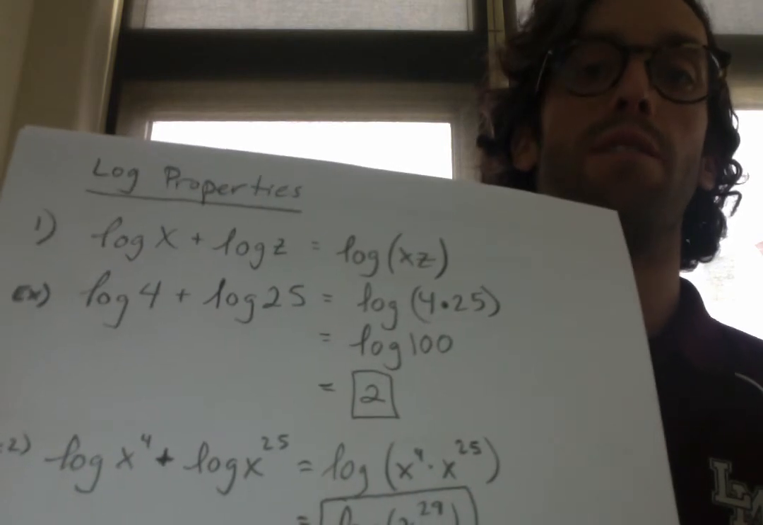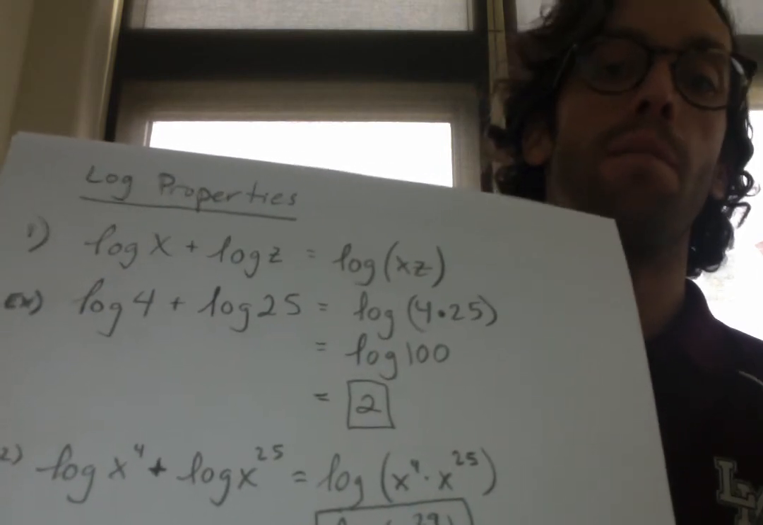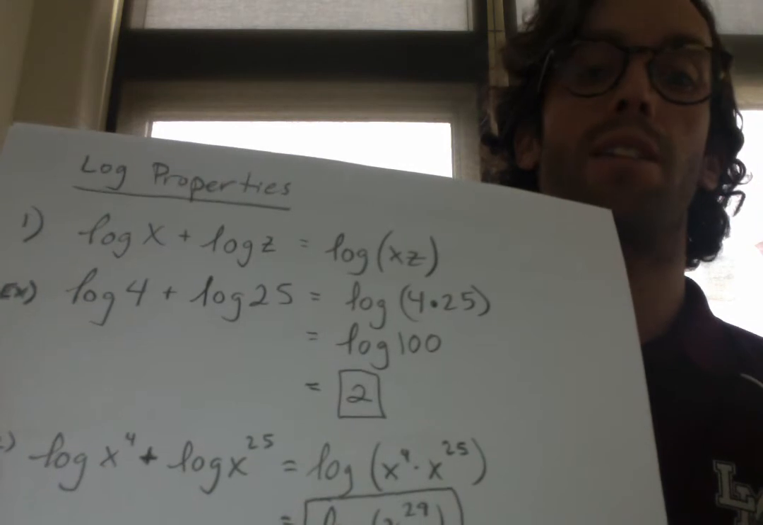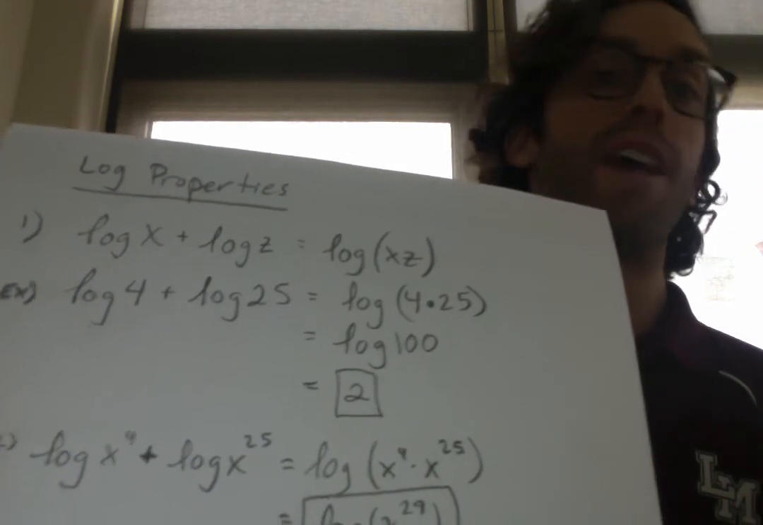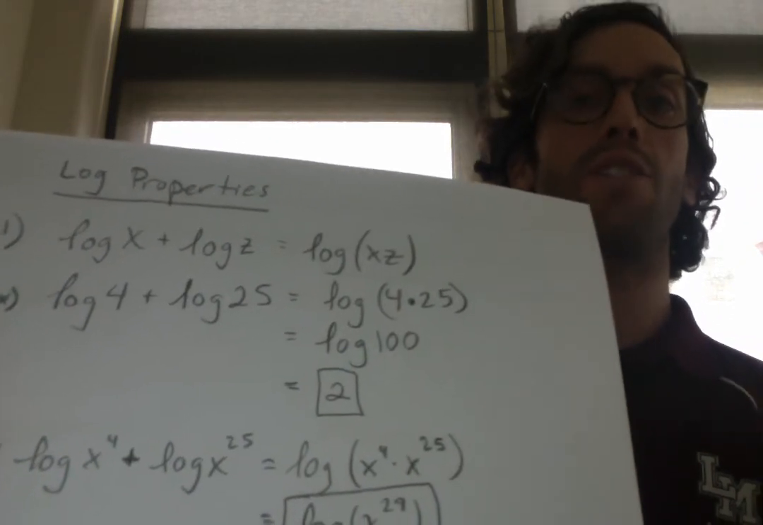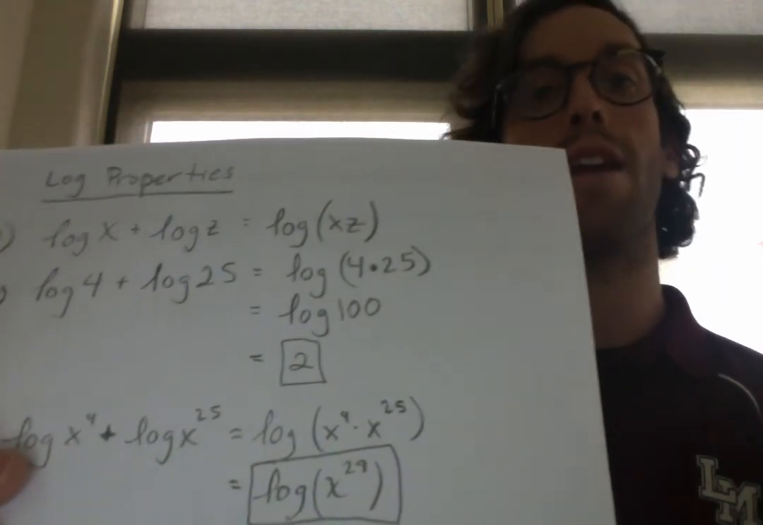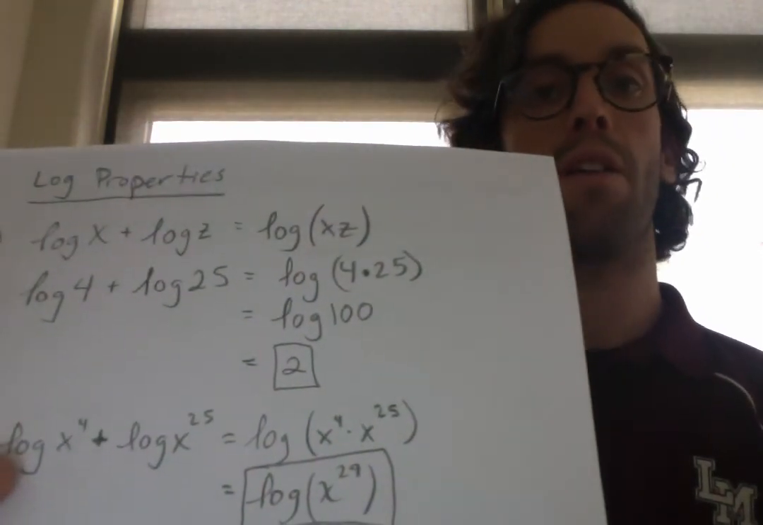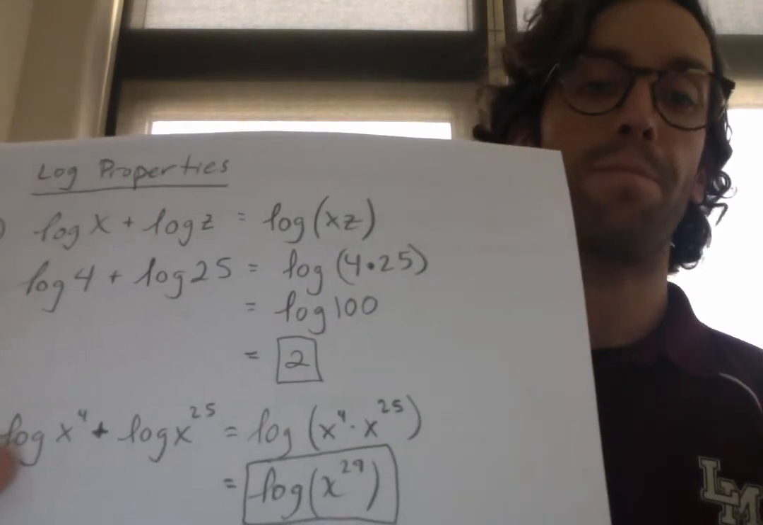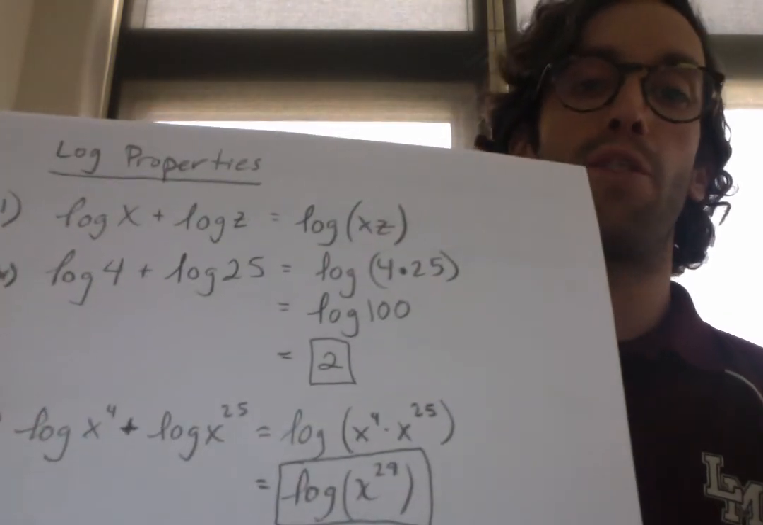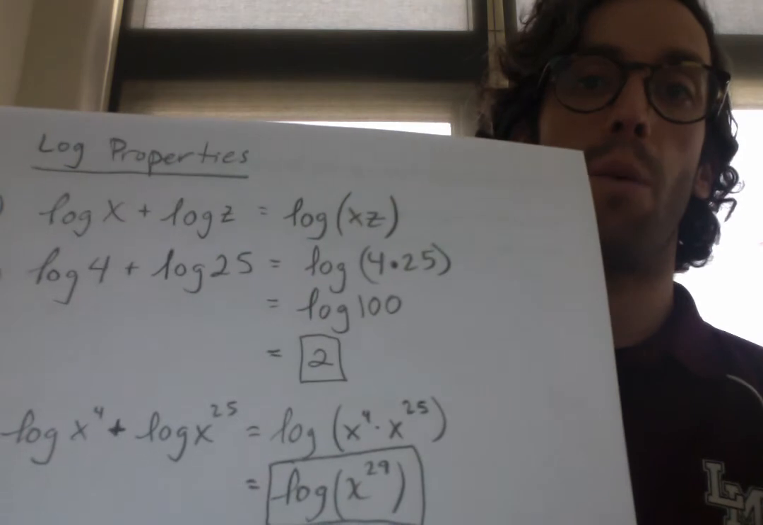So yes, the rule is still you're multiplying the arguments, but with x to the 4th times x to the 25th, the property of those exponents is addition, so we get x to the 29th as the new argument. Log x to the 29th, not x to the 100th as from before. All right? So a little bit of a difference with variables versus coefficients, and that always is the case.